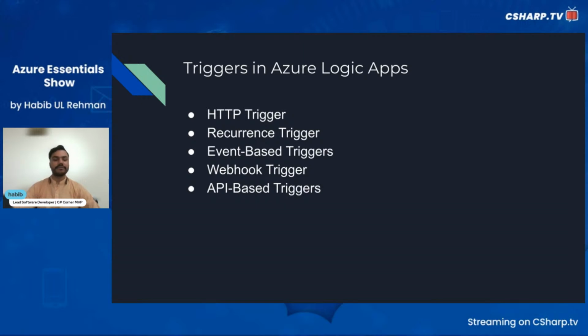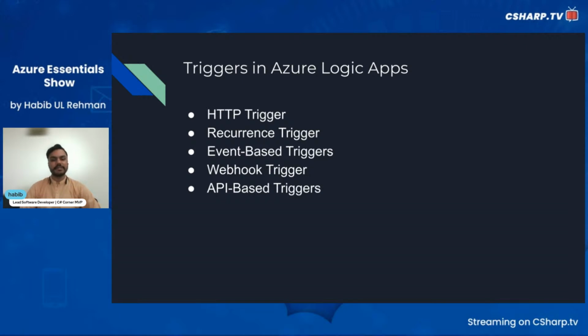And there are a few types of trigger. First of all, we have the HTTP trigger. Basically, HTTP triggers execute the workflow when an HTTP request is received. We also have recurrence triggers. Basically, recurrence triggers schedule the workflow to run at specific intervals, which may be every hour, day, or month.